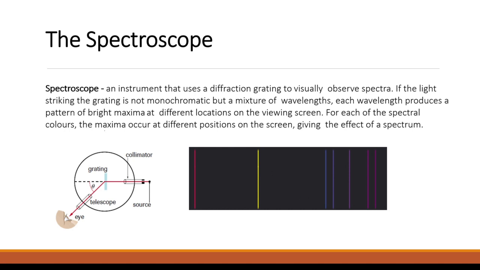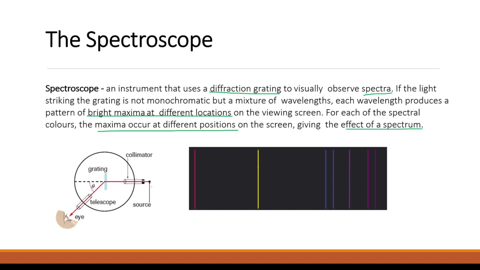A spectroscope is an instrument that uses a diffraction grating to visually observe spectra. If the light striking the grating is not monochromatic but a mixture of wavelengths, each wavelength produces a pattern of bright maxima at different locations on the screen. So for each of the spectral colors, the maxima occur at different positions, giving the effect of a spectrum.